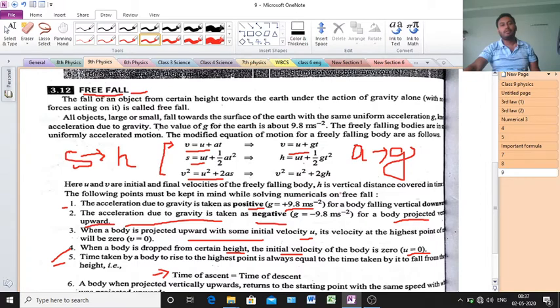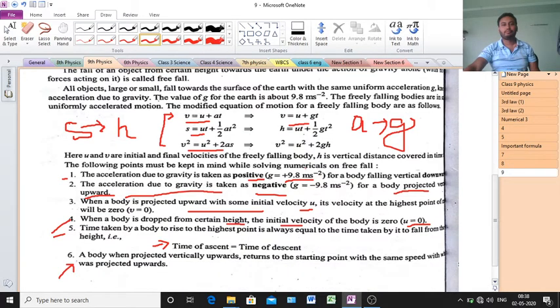And the third one will be v square equals to u square plus 2gh. At first it was 2as, here it will be 2gh, clear or not? I hope it is clear. Here h is the vertical distance, clear.